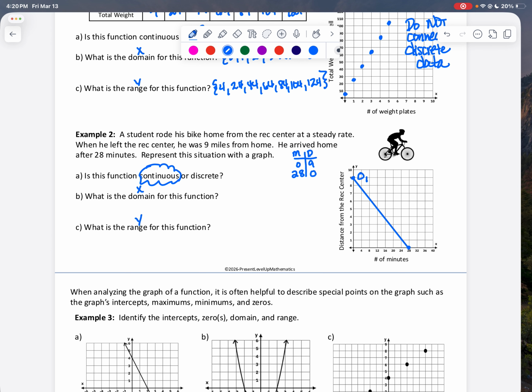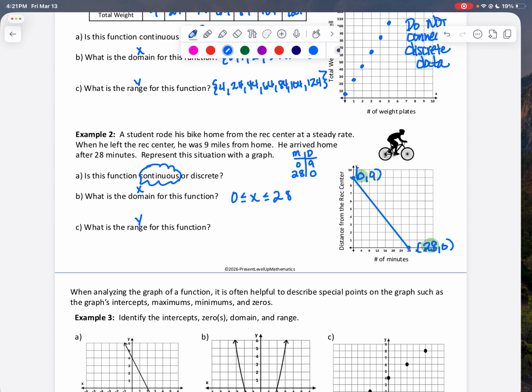So let's label our beginning point 0, 9 and our ending point 28, 0. And remember, for the domain, when you're writing a compound inequality, you look at only your x values. So I'm going from 0 to 28 minutes. I'll put an x in the middle, less than or equal to, less than or equal to. So what this means is x is greater than or equal to 0 and less than or equal to 28 minutes. So the time of this function was greater than or equal to 0 minutes, but less than or equal to 28 minutes.